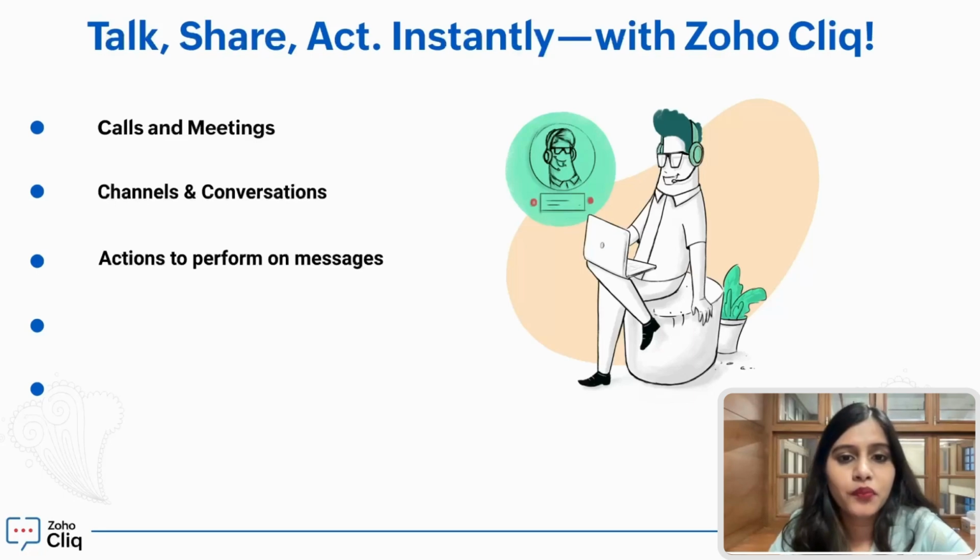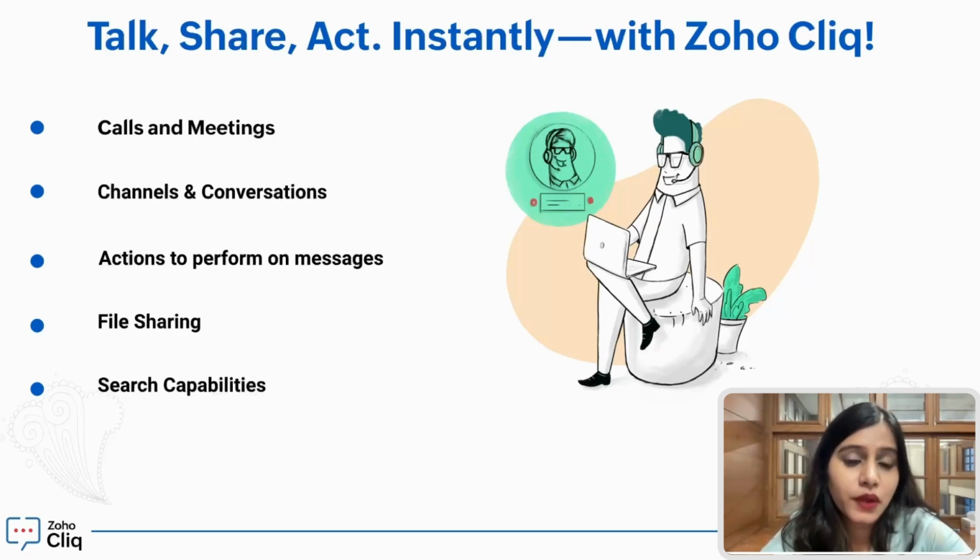You can perform various actions on a message. You can share files, images, and links directly within chats. Finally, you can use the search capabilities to quickly find anything you're looking for, whether it's for a meeting or you need something immediately during a call. Without scrolling through messages or delays, you can immediately find the files that you require.